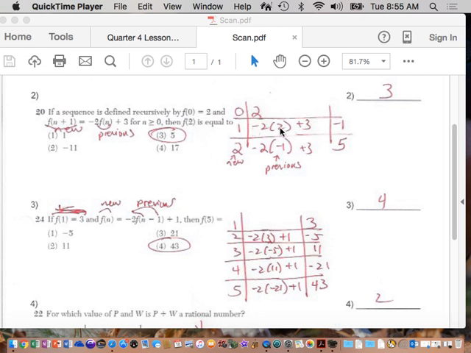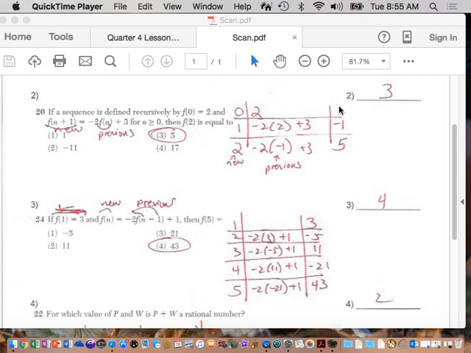Negative 2 times 2 is negative 4, plus 3 is negative 1. Now the new term, which is the second term, is negative 2 times the previous term. The previous term was negative 1. So negative 2 times negative 1 is 2, plus 3 is 5. So the answer is 5. Okay? One more time. The new term is negative 2 times the previous term.